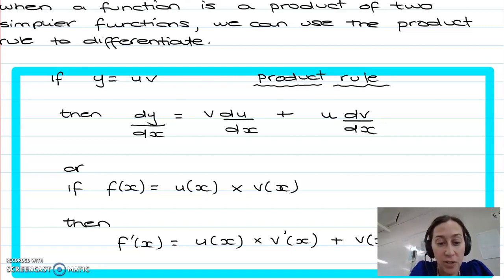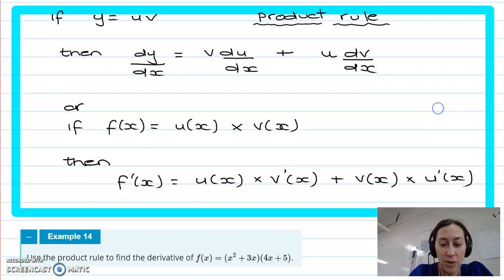And what we do is we look at the function y equals uv, and we say that the first simple function is u. And if it's multiplied by the second simple function, we call that v. And what the product rule says is if you have v and multiply it by the derivative of u, and then add u multiplied by the derivative of v, that would be how we would differentiate that function, and it would give us dy/dx.